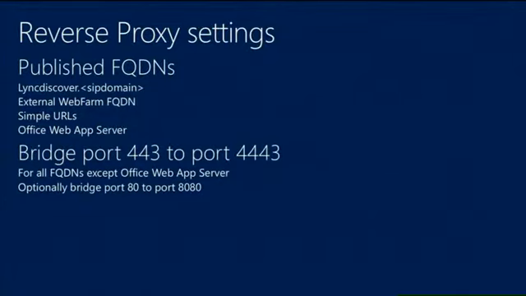The reverse proxy publishes a couple of FQDNs. We spoke already about bridging the port. So we bridge that for all the Lync ports, for everything that goes directly to Lync. We don't do that for the Office Web App Server. And port 80, mapping to 88, is an optional port. You can decide to open that depending on how you create your Lync Discover records.